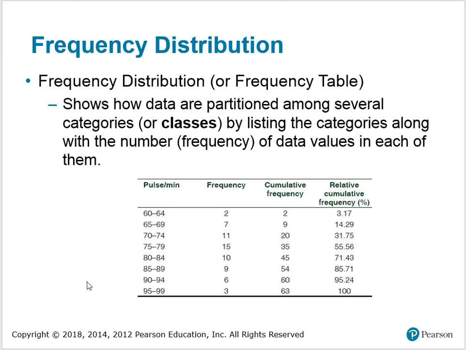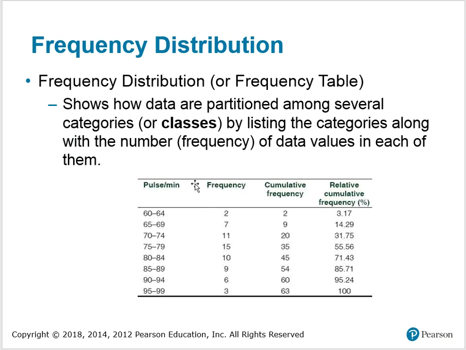So here is an example of a frequency distribution shown to you. This first group, which is labeled pulses per minute, is actually the classes. They are the different groupings that you are breaking your data down into. The frequency is the next column. It is how many times each subject occurred. So there were two subjects that had pulses per minute from 60 to 64. 7 subjects had pulses per minute from 65 to 69, and so on.